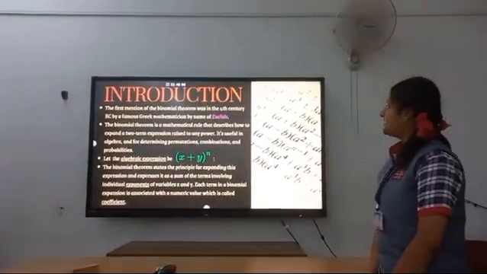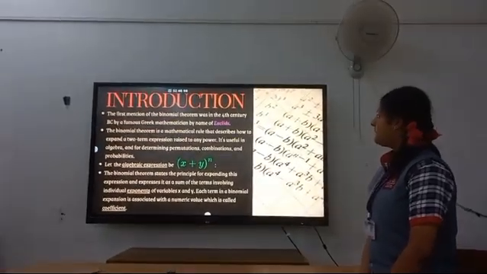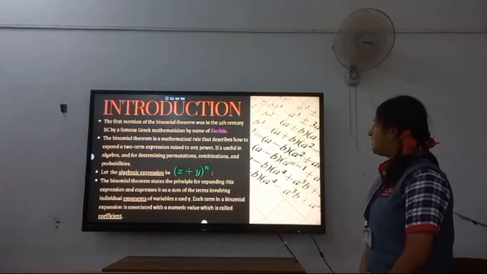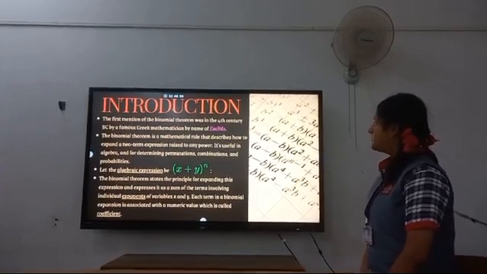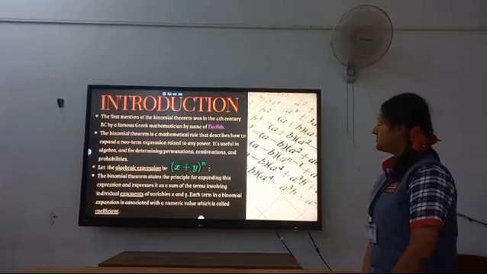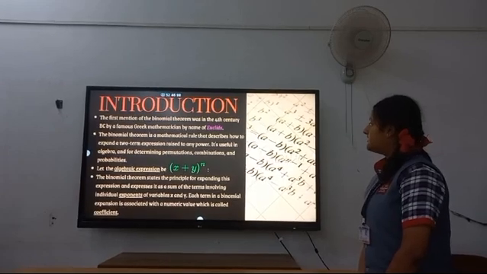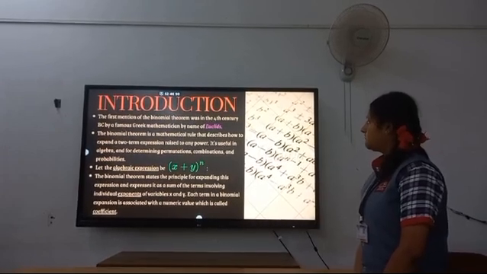Introduction. The first mention of the Binomial Theorem was in the 4th century BC by a famous Greek mathematician by the name of Euclid. The Binomial Theorem is a mathematical rule that describes how to expand a two-term expression raised to the power n. It's useful in algebra and for determining permutations, combinations and probabilities.